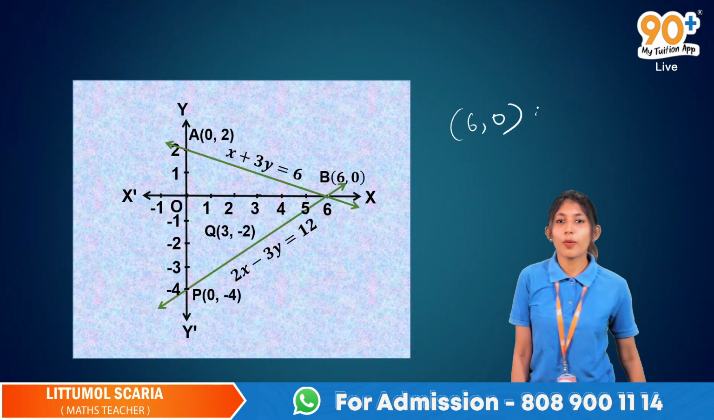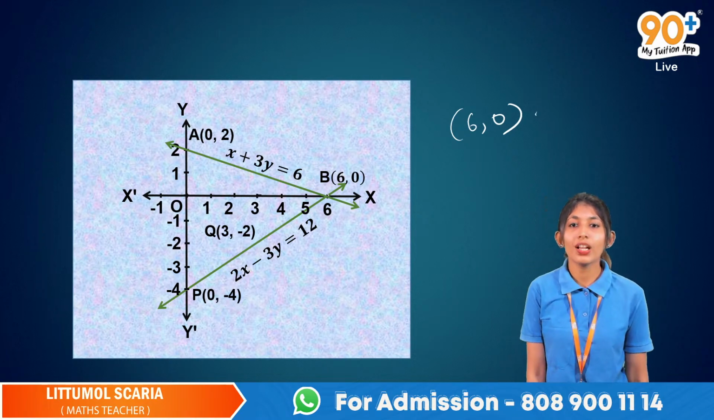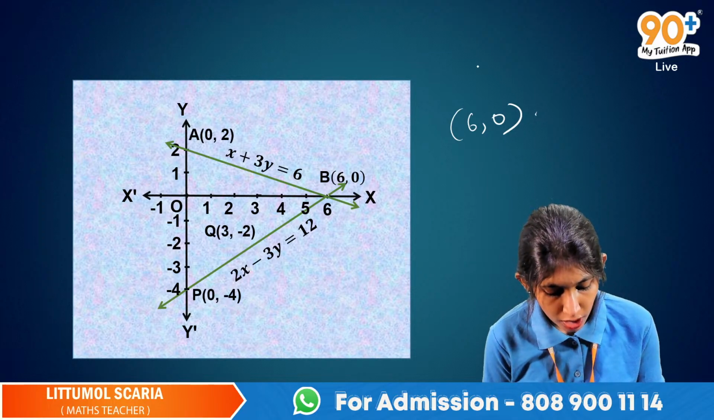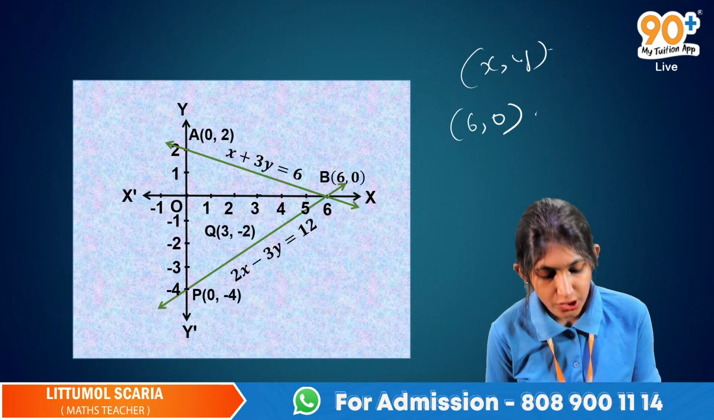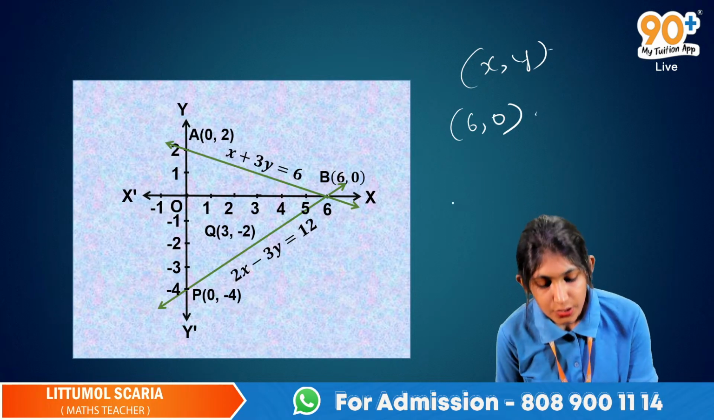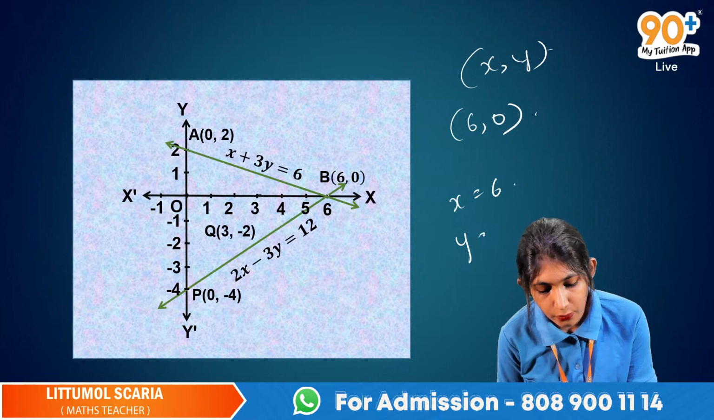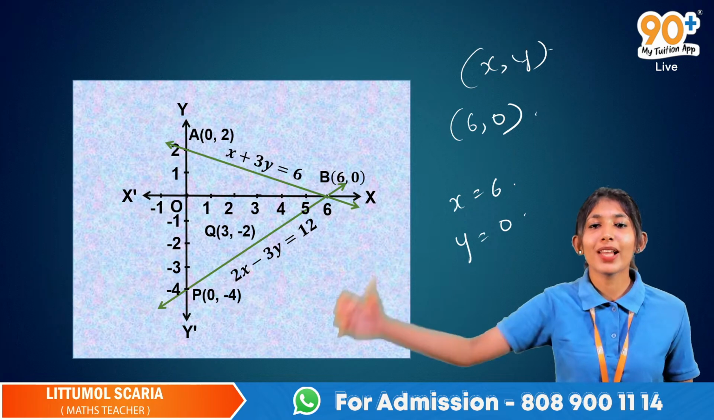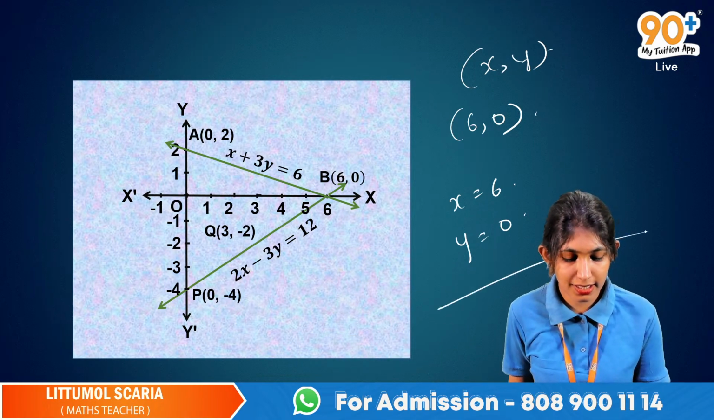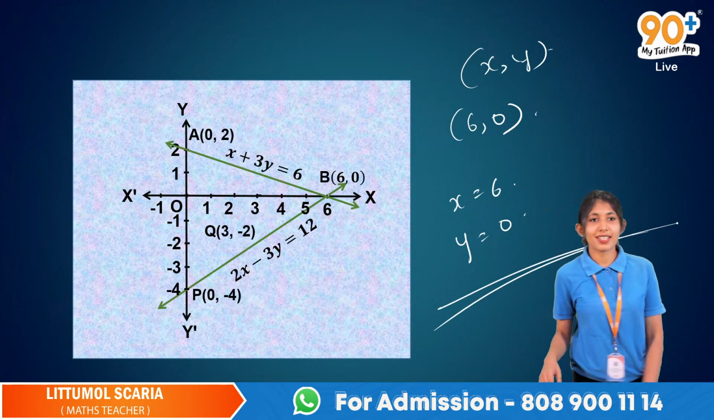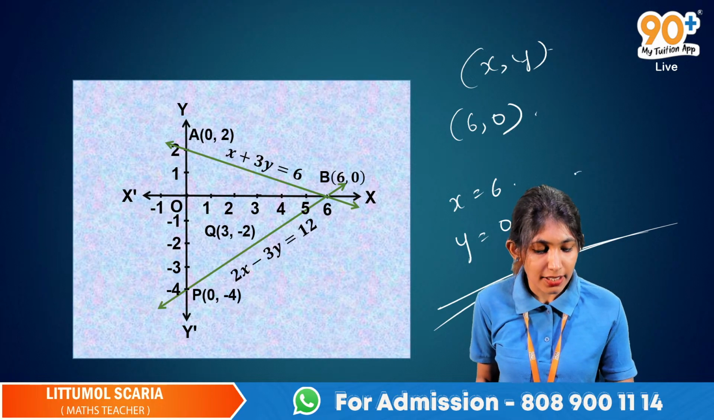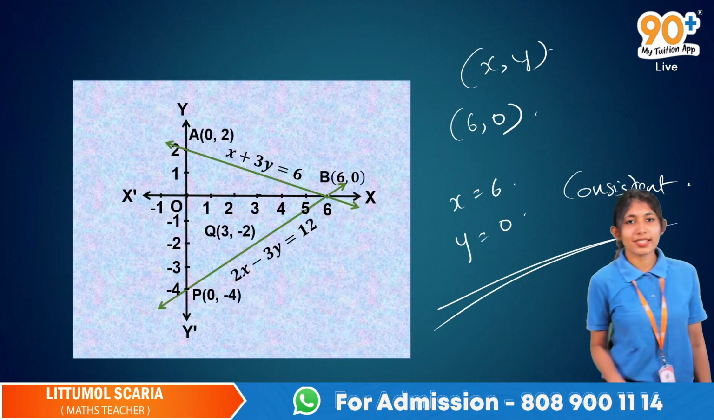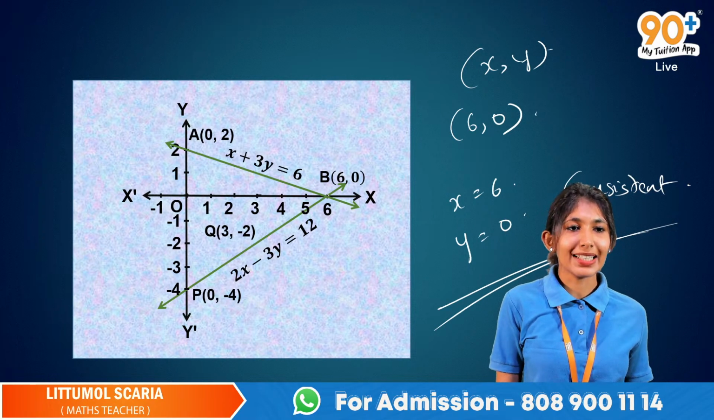ordered pair (6, 0). When we drew the graphs of the two equations, where did the graphs intersect? They met at ordered pair (6, 0). So the general representation is ordered pair (x, y). Here x is equal to 6 and y is equal to 0. We got a unique solution because the two lines intersected at just one point. The system is consistent. You have to write: the system is consistent with unique solution x is equal to 6 and y is equal to 0. Simple, right?